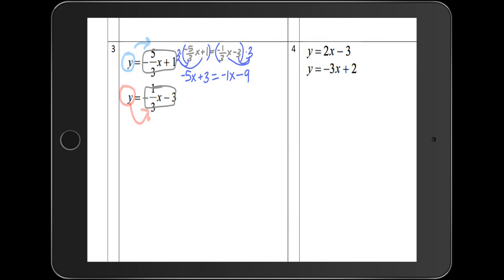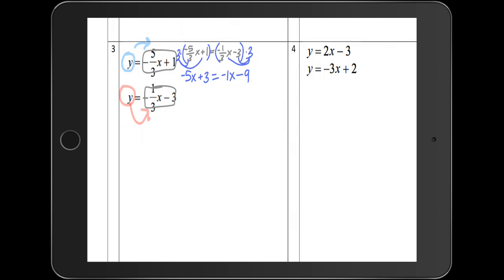So the next thing I need to ask myself is, can I move the variables to one side? And the answer is yes, because I have a variable here and I have a variable here, and we know that we want our variable to be on one side by itself in the end, so moving it to one side would help us get closer to our goal.